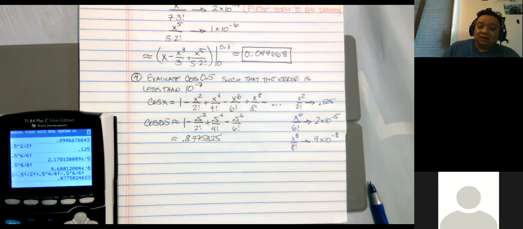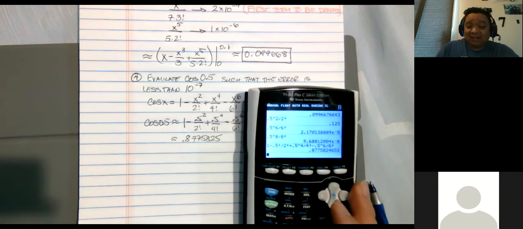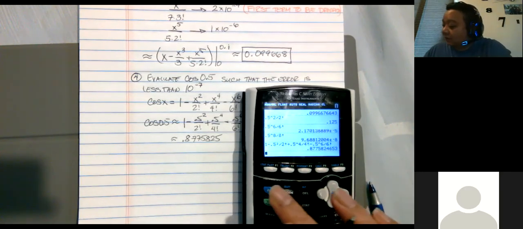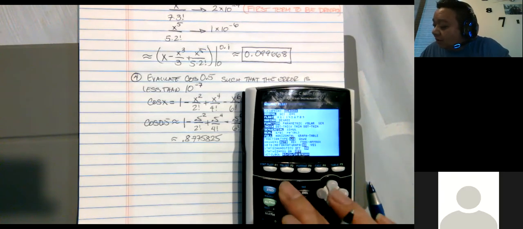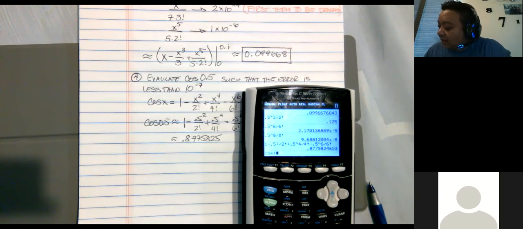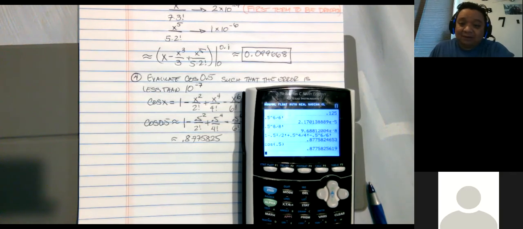Now just to show you that that is the correct answer, let me make sure I am in the right mode. I am in radian mode. So now just do cosine of 0.5, and it should be close to our answer. And notice it's basically the same thing. Questions on that?